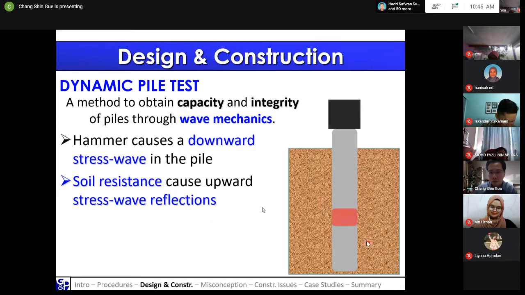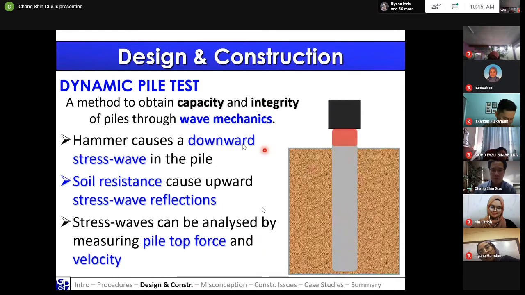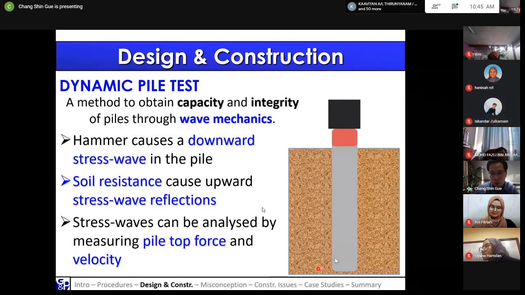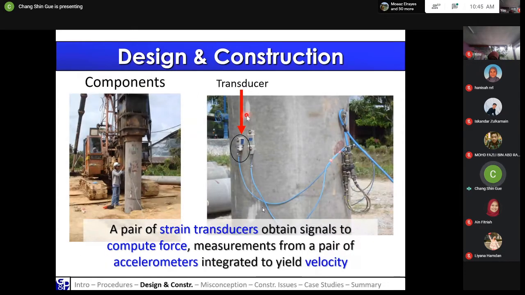I'm not sure if you can see the animation here, it depends on your internet connection. So what I'm trying to show here is that if you have a hammer to hit the pile, the stress wave will go in, and because of the resistance of the soil, there will be a reflection. So based on the wave, you can actually analyze the pile top force and the velocity of the wave, how fast it goes up and down, and thereon you can actually calculate your pile capacity or pile performance at the site. So to show you a picture of the dynamic pile test.